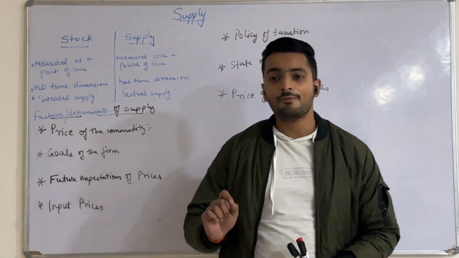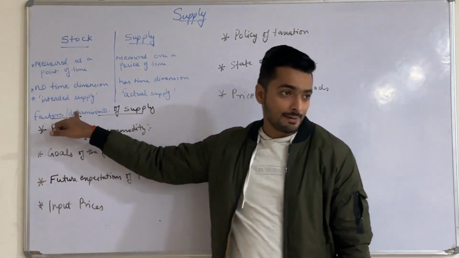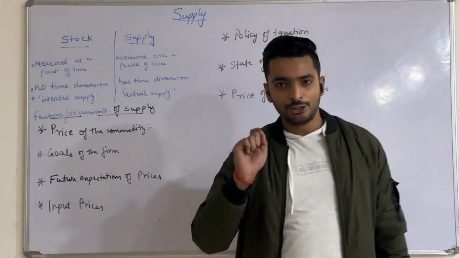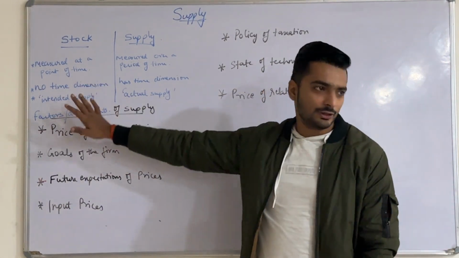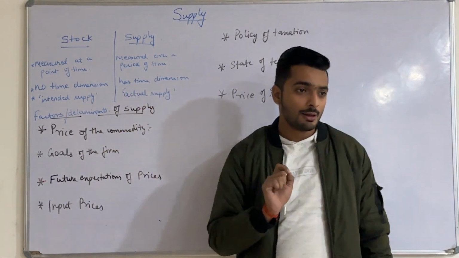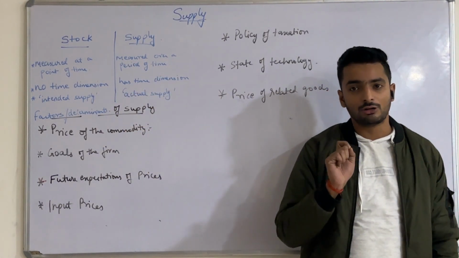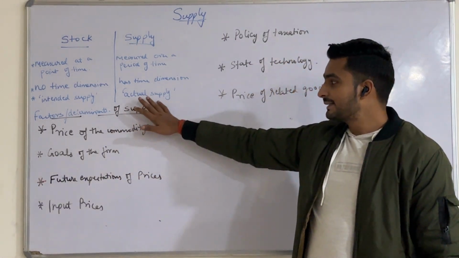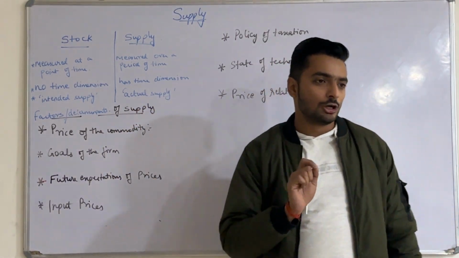The another name of stock is intended supply and supply is actual supply. Okay, only 2 points you have to learn and you have to write in your exams. Difference between stock and supply. Stock means which is measured at a point of time and which does not have any time dimension. Understood? Next is your factors or determinants of supply.